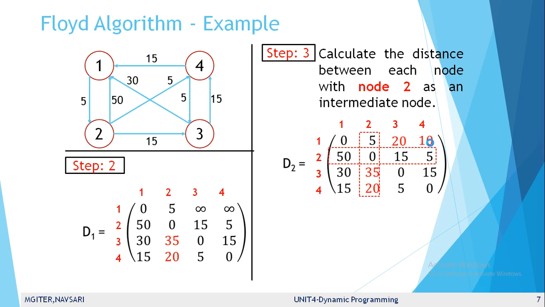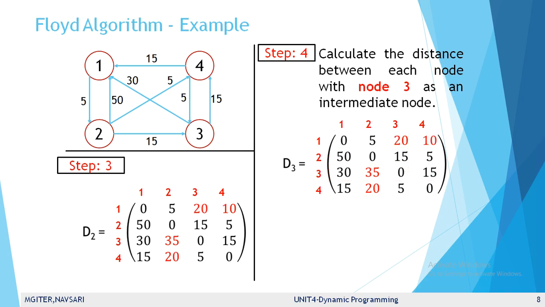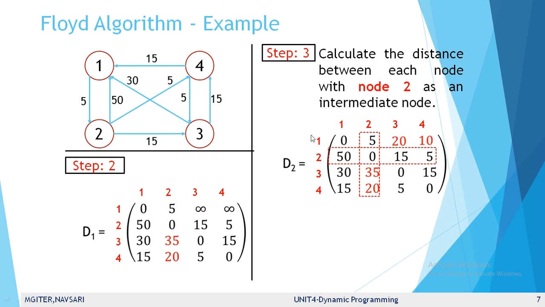Now similarly for node 2, we find node 1 via intermediate vertex 2. Row 2 stays the same as it is.